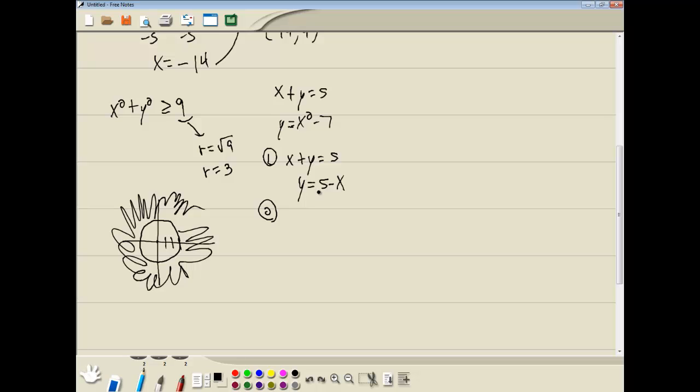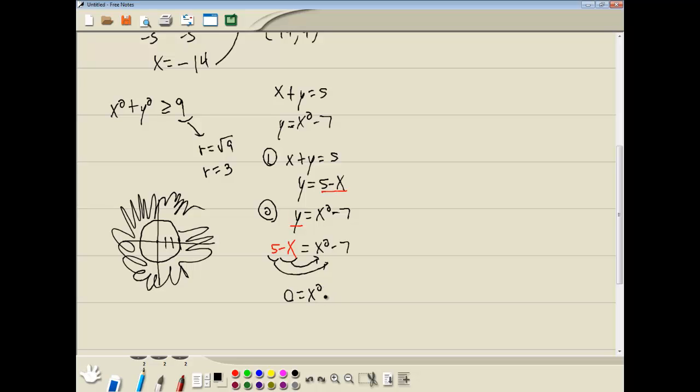Step 2. Plug this into your other equation. Our other equation is y is equal to x squared minus 7. Now here we just said that y is equal to 5 minus x, so we're going to replace the y here with 5 minus x. So we got 5 minus x is equal to x squared minus 7. And then we want to solve this. Well, this is a quadratic, so I want to get everything over to one side.